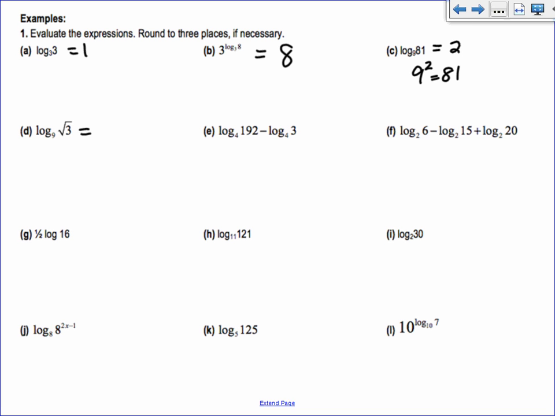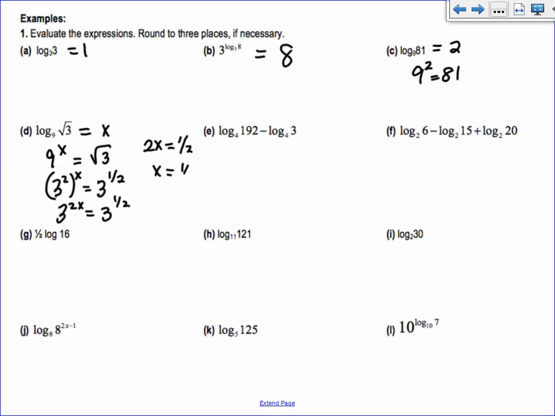So we have 9. Let's write an x. If I have 9 to the x equals square root of 3, we did something in Algebra 2 where we wrote things with powers, like the base and different powers. So this is 3 to the 1/2. 9, how can you write that as 3 to something? 3 squared, right? So 3 squared to the x. So it's 3 to the 2x equals 3 to the 1/2. So 2x equals 1/2. So x is 1/4.